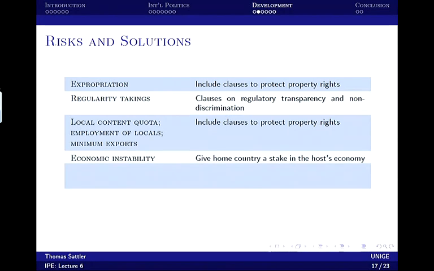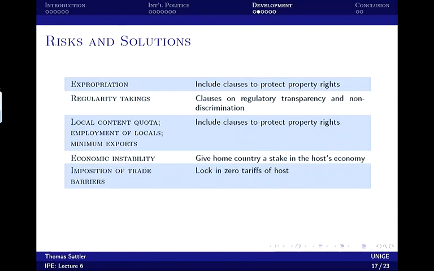Another problem is that you might face economic instability in your host country. This is all about big firms, multinational corporations who want to invest somewhere, like Nestle or Volkswagen or General Electric, whatever. They want to build a plant somewhere. So by signing a preferential trade agreement, you give your home country, the country where the multinational firm comes from, an interest in the host country, where you want to build a plant.